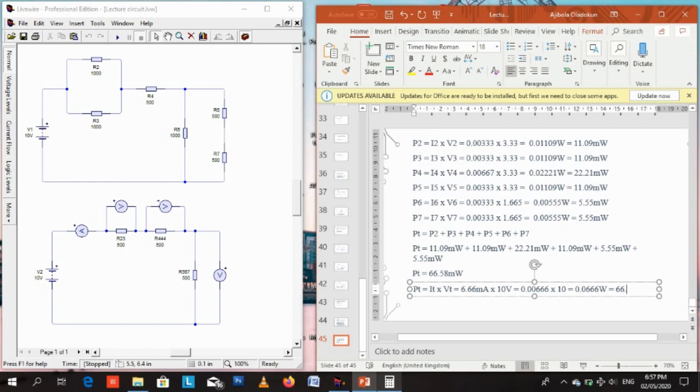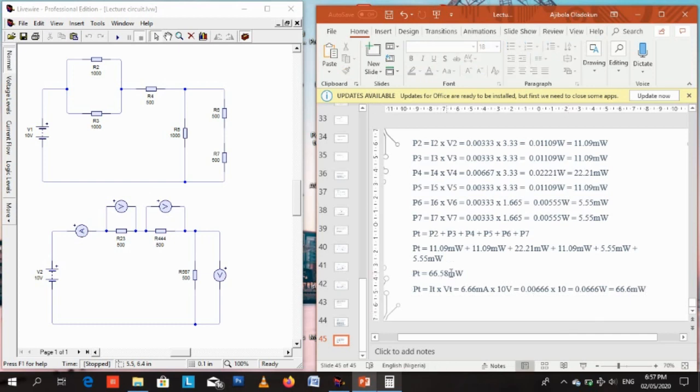So 66.6 milliwatts. Now you see here that it is very similar to what we got earlier. This is 66.58. So if you approximate 66.58, you get 66.6 milliwatts. So you can get PT, which is the total power, either way. You can either get total power by first getting all the individual powers consumed by the loads and adding them together, or if you don't want to get all the individual power consumed and you still want to get PT, you can just use total current and total voltage.